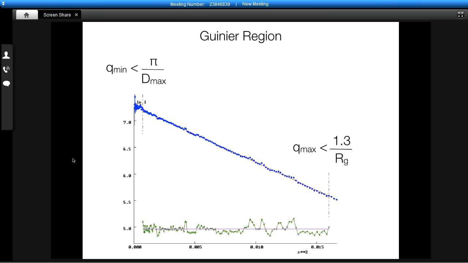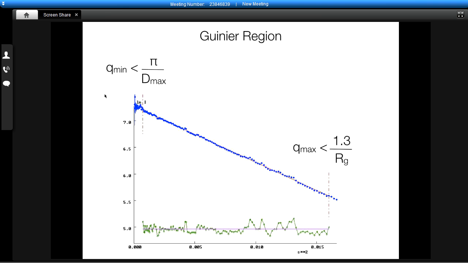So when it comes to the Guinier region, I've so far just said that you use low Q data. Well, there are some quantitative values that you can apply to that. When you collect your SAXS data, it's very important that the lowest data point that you collect meets this condition: the Q value of that minimum data point is less than pi divided by the maximum dimension of your particle. And the reason for that is based on information content.